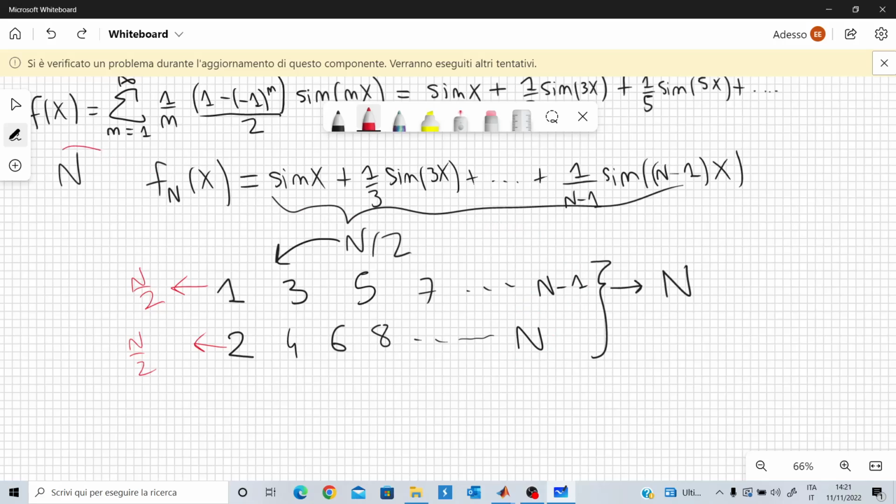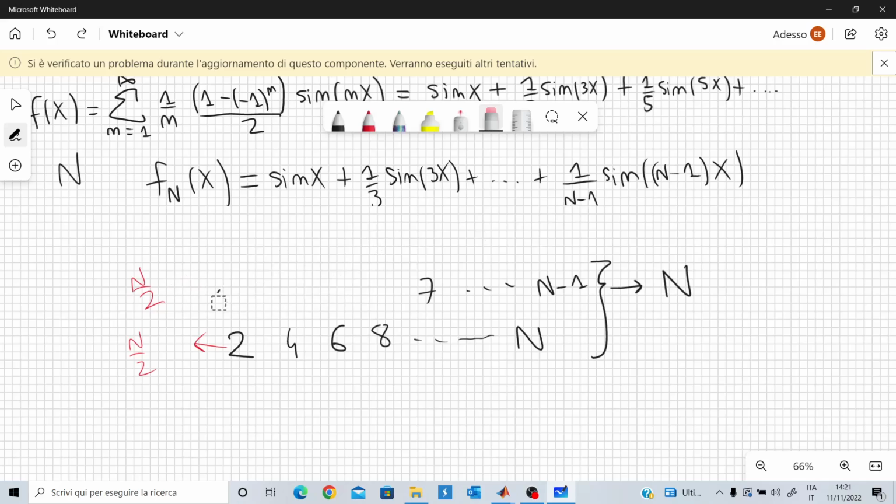But the fact that N is an even number is not important. You can also consider an odd number, and then you can make similar considerations. There is no problem with that. Now let me cancel this. This is not very important. I will cancel all of this.